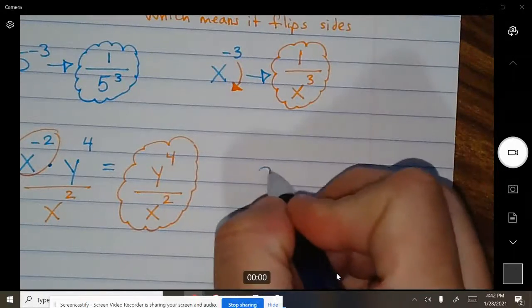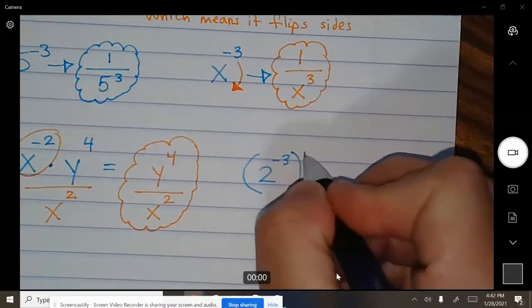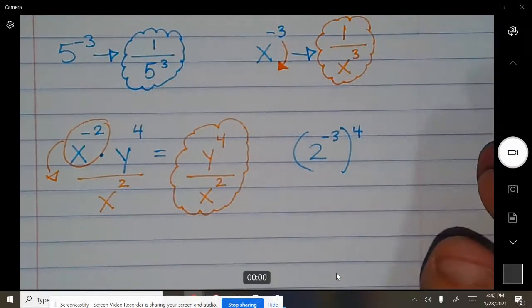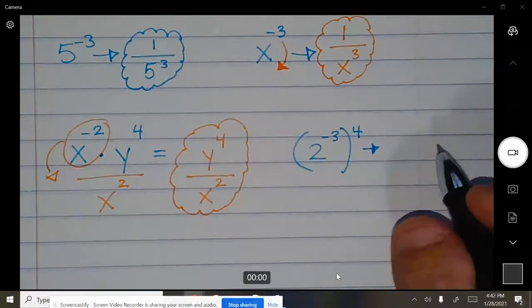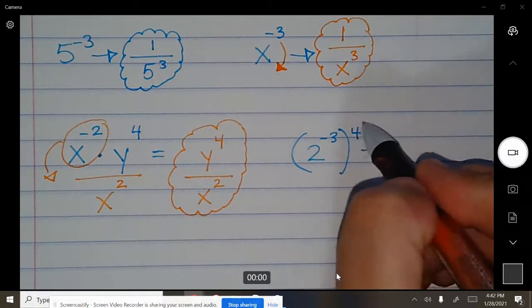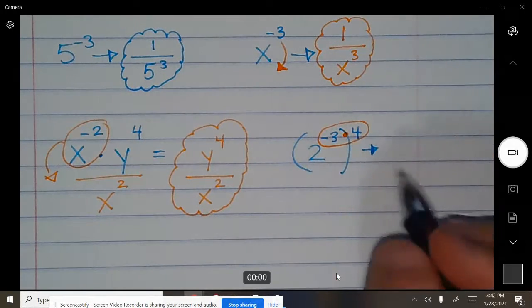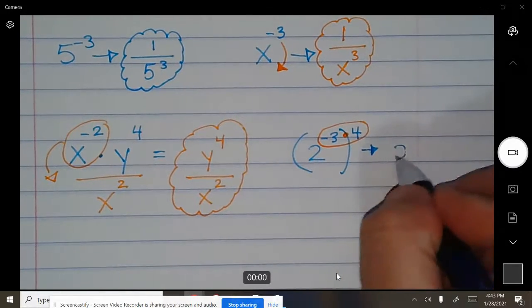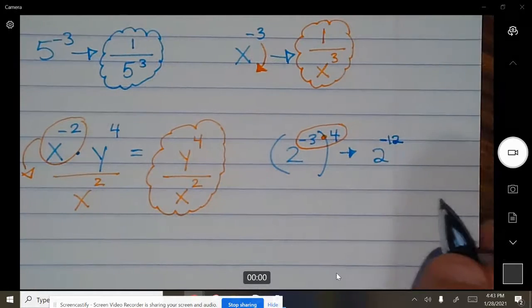What if I said 2 to the negative 3, and there's a 4 on the outside? Uh-oh. Guess what? You multiply them. You do the same rule, and you multiply them. Remember, negative times a positive? When you multiply a negative times a positive, you get 2 to the negative 12.